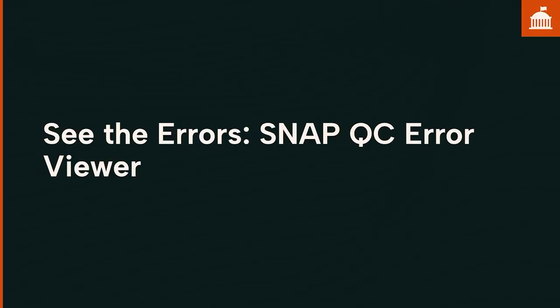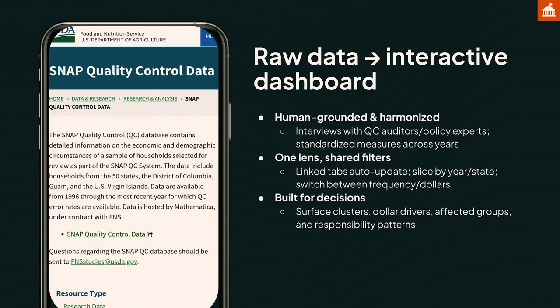The first tool we built is called SNAP QC Error Viewer, which allows us to see errors faster. It turns SNAP quality control microdata, which are federal and state reviews of sample SNAP cases every year, into a shared interactive dashboard. We built this dashboard with input from QC auditors and policy experts to harmonize definitions and measures across years. It's built for state QC leads, policy analysts, and civic tech partners to identify which areas to focus on, as well as to prepare briefings.